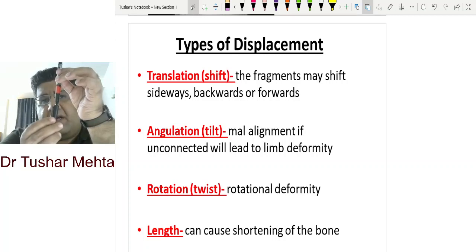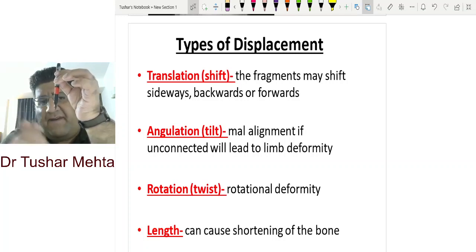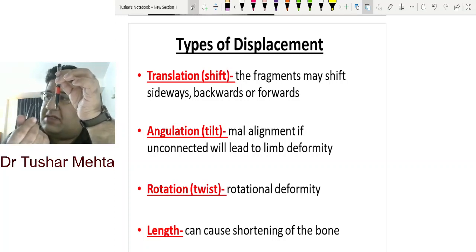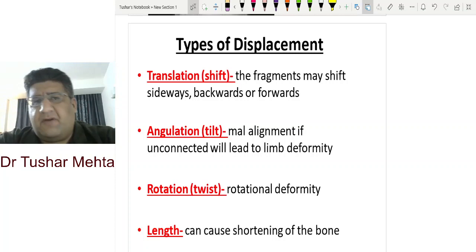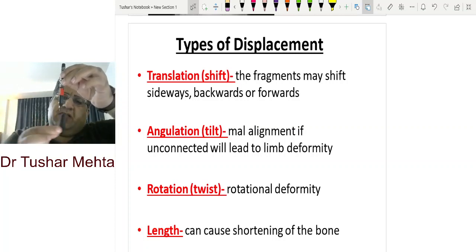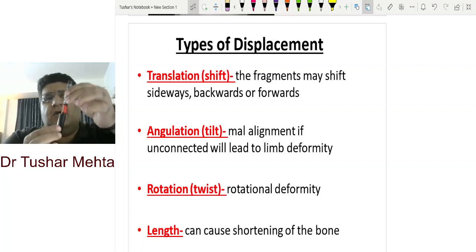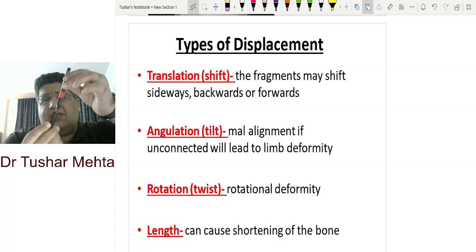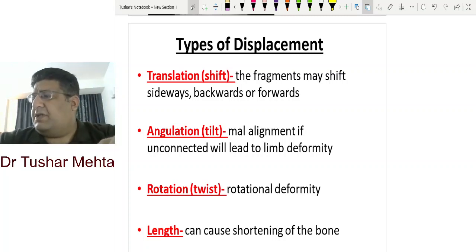If I keep it here or here, it doesn't matter. Whether I tilt it or shift it, doesn't matter. But at the end of the day, the distal fragment, understand, goes into rotation. So that is basically the twist, that is the rotation. Are you able to understand this? Length is something we are all aware of. If you are moving the fragment, that is translation, shift. If you are just tilting the fragment, that is called angulation. And if you are doing this, that is called rotation. Are we able to understand this?